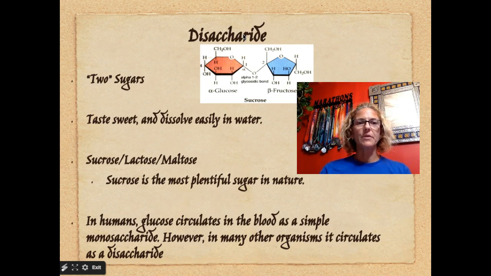So here's a couple common examples of disaccharides. You have sucrose, lactose, and maltose. Sucrose we already talked about. Sucrose is glucose plus fructose. Lactose is also found in milk, glucose plus galactose. And then maltose is found in malt, like malted milk. I love shakes. So that's glucose plus glucose. All of these taste sweet and dissolve easily in water. So that goes to that hydroxyl property. Sucrose is the most plentiful sugar in nature. I don't know if you knew that, but it's an interesting tidbit. In humans, glucose circulates as blood sugar, but in other animals, a disaccharide circulates instead of the monosaccharide.